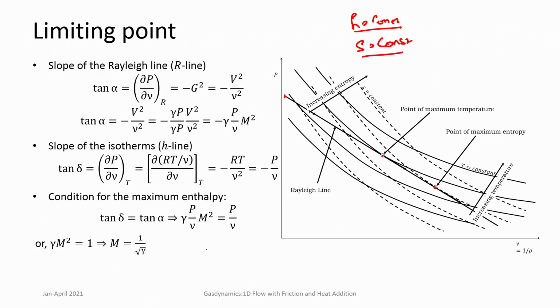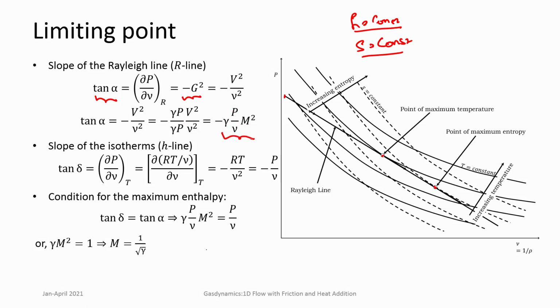The slope. Because we look at the tangency condition, tan alpha, that is the slope of the Rayleigh line, is minus G square, that is, we have established, minus v square, that is specific volume square. This can be expressed in terms of Mach number. If you multiply and divide by gamma p, then this is a square. So, you get minus gamma p by v minus gamma p by v M square.